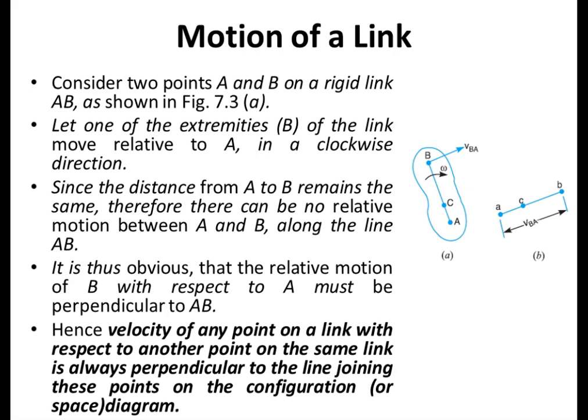Now we'll consider the motion of a link. So consider two points A and B on a rigid link, as you can see in this figure, AB. Then let one of the extremities, that is B, of the link move relative to A in a clockwise direction. First be clear, the direction is always very important in a mechanism. If this is the clockwise direction, you can see omega there. That is the angular velocity shown on that link here.